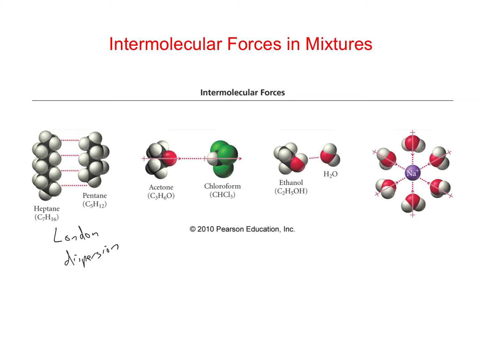Okay, let's look at the next one. So we have a mixture of acetone and chloroform. So we can see the picture of acetone here. So we've got oxygen-carbon bonds. We definitely have polar bonds. We can see from the figure that it's not symmetric.